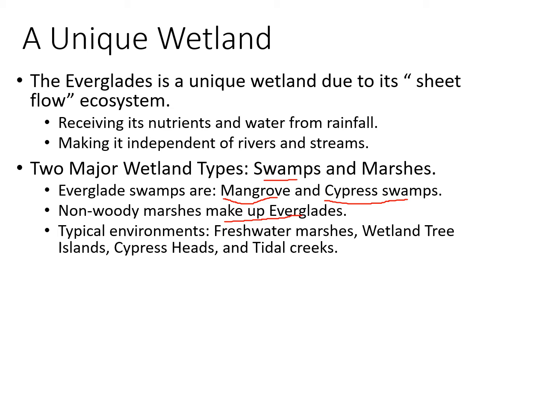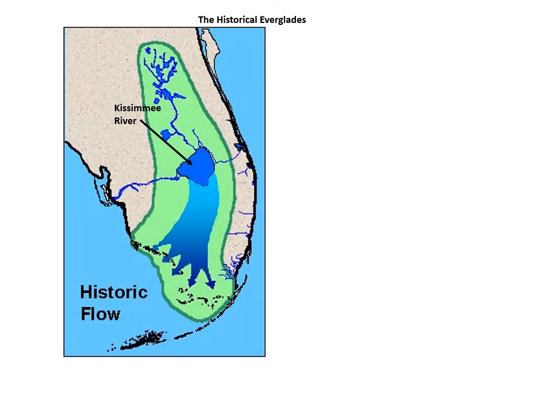And the typical environments we run into are freshwater marshes and wetland tree islands, and you can see that in satellite images of Everglades National Park. You can actually see the teardrop shape of those tree islands. Cypress heads and tidal creeks as soon as you get a little closer to the ocean.